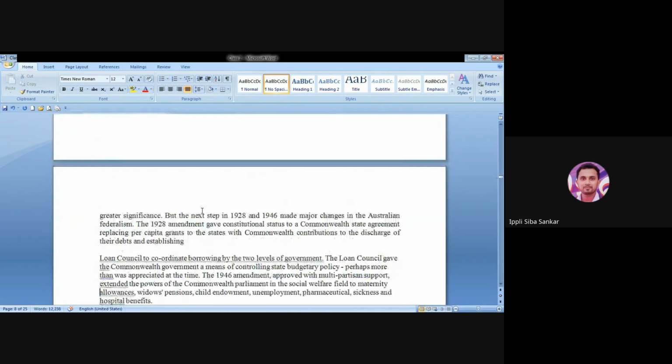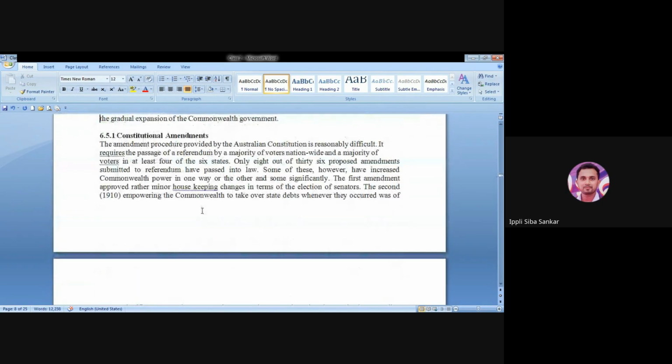Constitutional amendments. The amendment procedure provided by the Australian Constitution is reasonably difficult. It requires the passage of a referendum by a majority of the voters nationwide and a majority of the voters in at least four of the six states. Only 8 out of 36 proposed amendments submitted to referendum have passed into law.